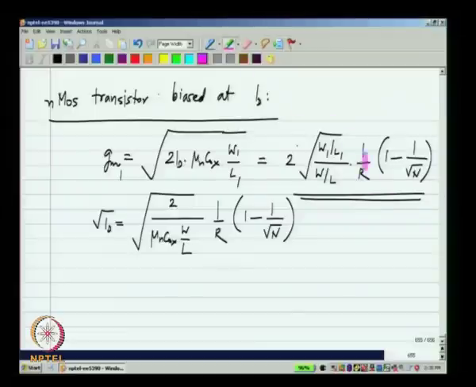Assuming as before that R is independent of temperature, you see that this GM1 is independent of temperature. It is related to ratio of aspect ratios that will be independent of temperature, the transistors will be well matched, and this number which again depends only on matching, n is the ratio of the aspect ratios of two transistors used in this cell. Okay.